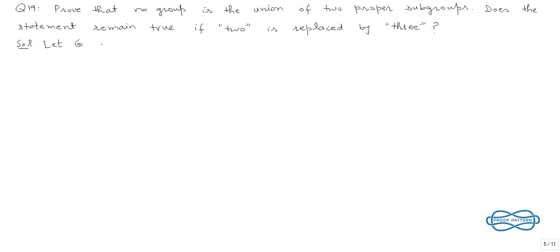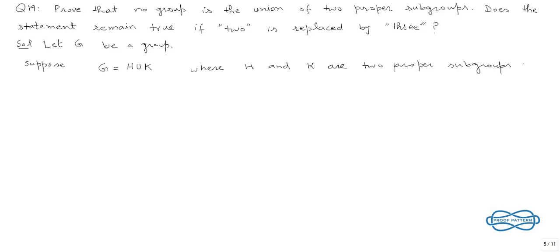Let G be a group, and we have to show that G cannot be the union of two proper subgroups, but we assume on the contrary, suppose G is equal to H union K, where H and K are two proper subgroups of G.